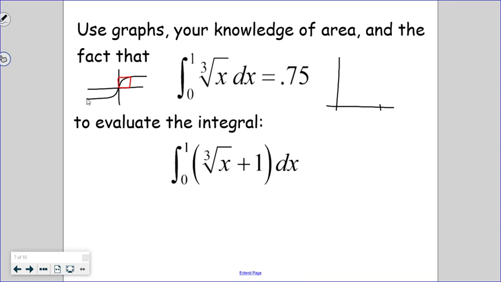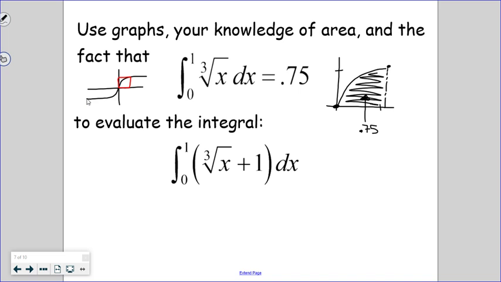First of all, at 0, if I were to do the cube root of 0, we get 0. And if I did the cube root of 1, I get 1. And this graph curves that way. And it says the integral of that from 0 to 1 is 0.75. So as I look at the area underneath my curve, they're saying that this area right here that I just shaded in is 0.75. Okay? Not a shape we would have been able to do with an area formula we know.